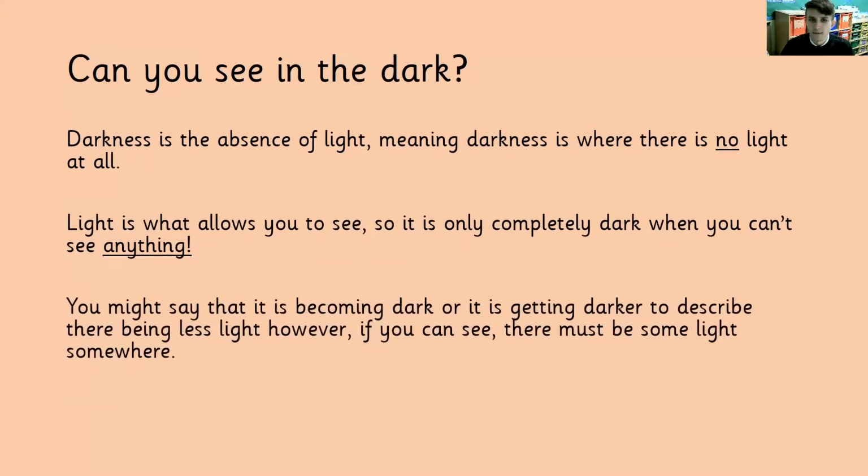As it says now on the screen, you might still say the room is dark or it's getting darker. You might say, oh, it's getting dark outside. Or you might say, oh, this room's a bit dark. But it's not completely dark until you can't see at all. You can use the word dark to describe when there's less light in the room or outside.